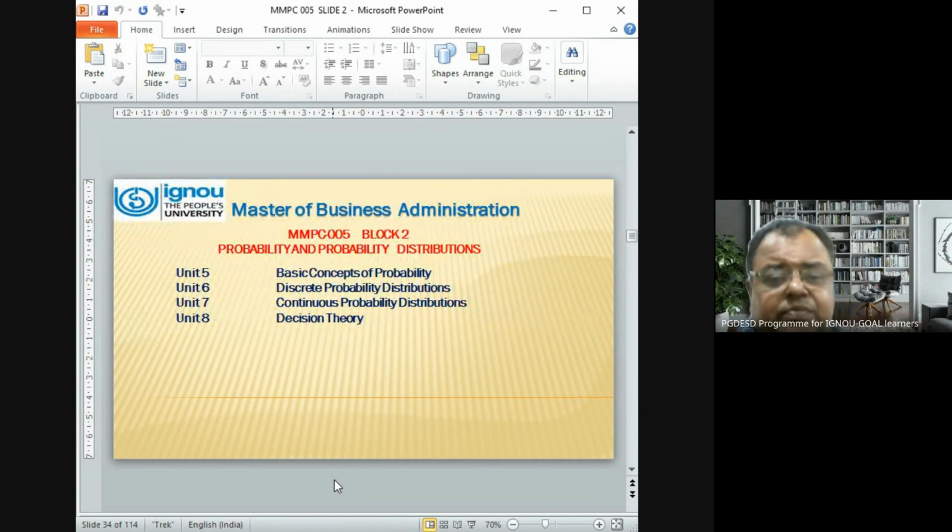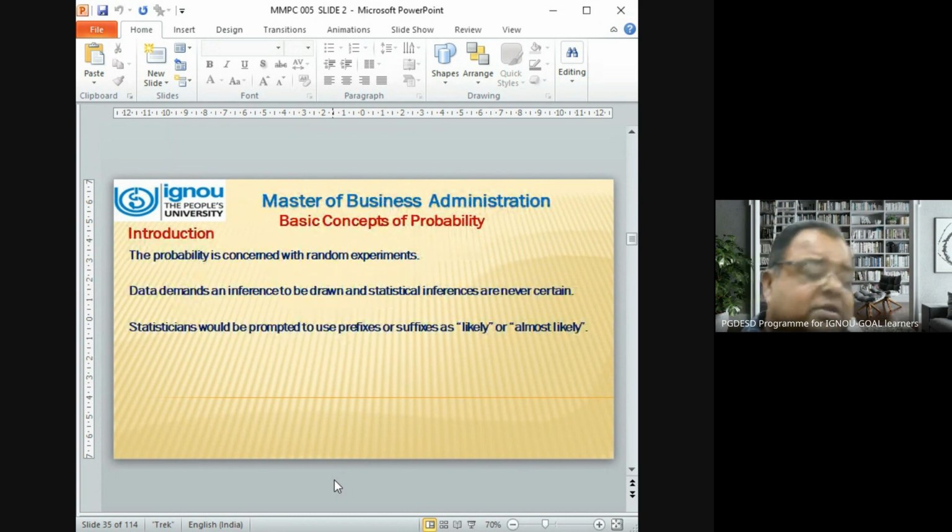Okay. Now we move to block 2, that is probability and probability distribution. It includes 4 units: concept of probability, discrete probability distribution, continuous probability distribution, and decision theory. So we'll start with the basic concept of probability. What do you mean by probability? Whether the thing will happen or not.